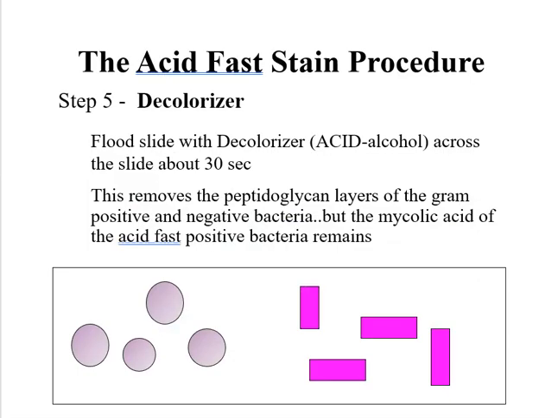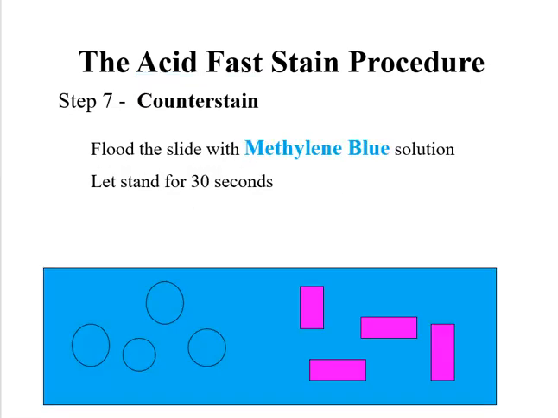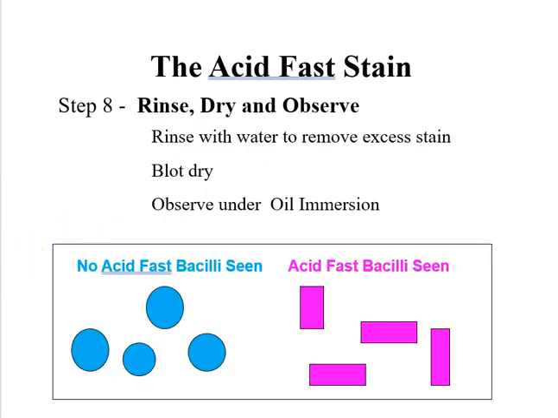Okay, so then we counterstain. Just if we have any other bacteria in there, we want to pick them up. So we counterstain with methylene blue, which is a nice bright blue, for about 30 seconds. And any gram negatives or gram positives that are there will stain the nice blue color. And then we will rinse it and blot it dry, just like we saw.